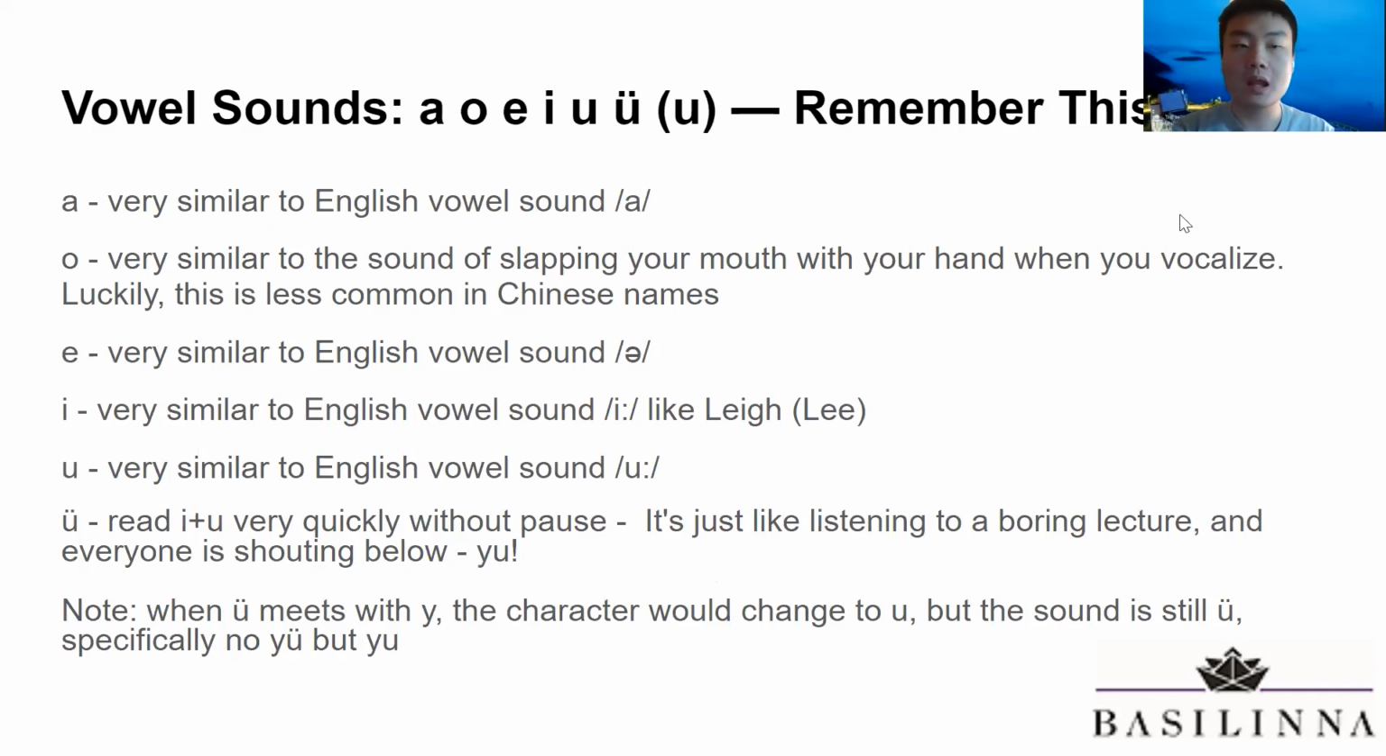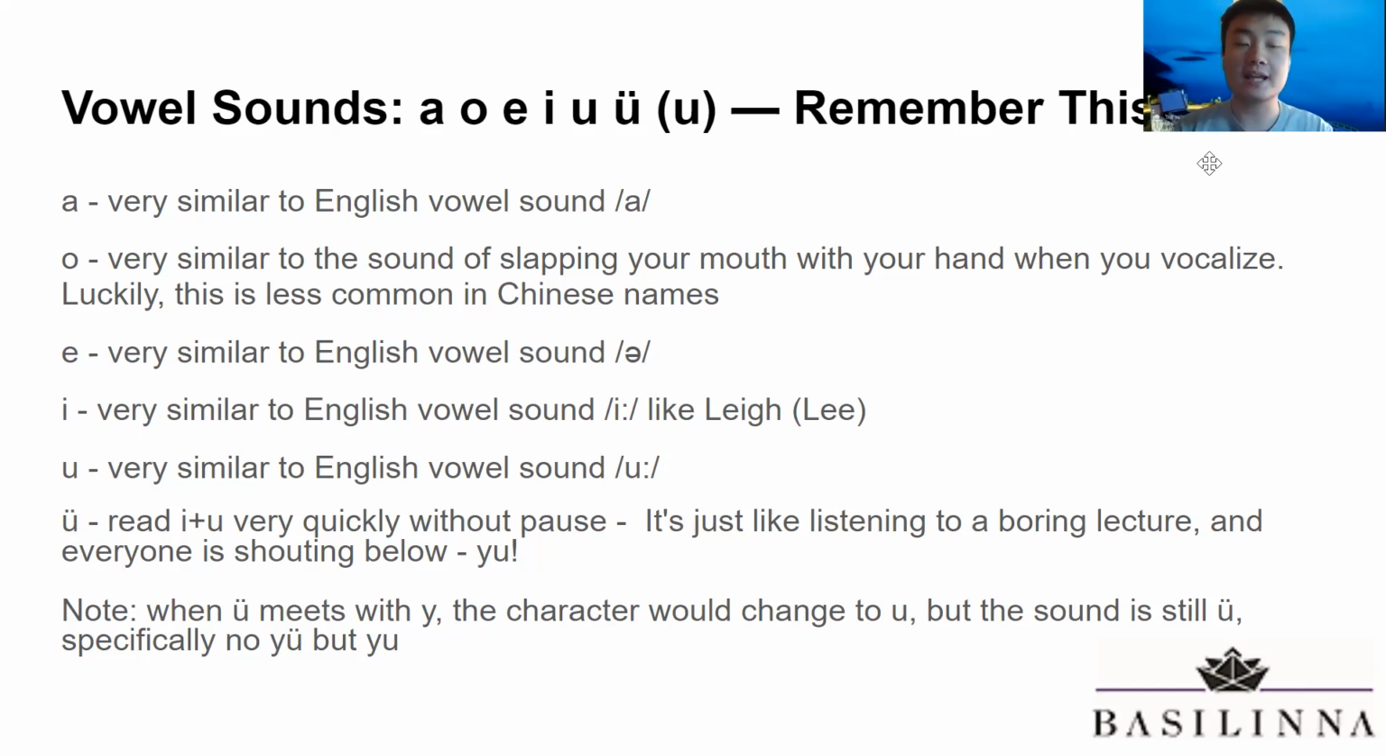First one, the vowel sounds. Like the vowel sounds in English, the vowel sounds in Chinese Pinyin are also very important. And there are 6 vowel sounds in Mandarin: a, o, e, i, u, yu. I hope you could remember this order because this order is very important. So let's look at it one by one. First one, a. This is very similar to English vowel sounds.